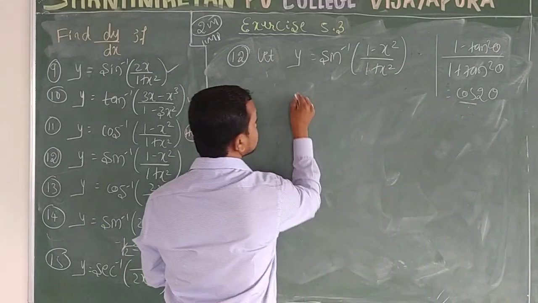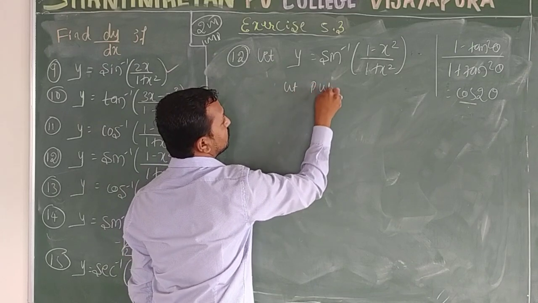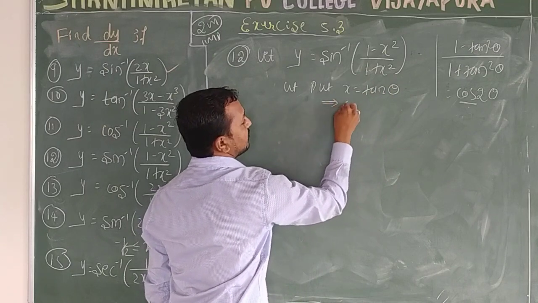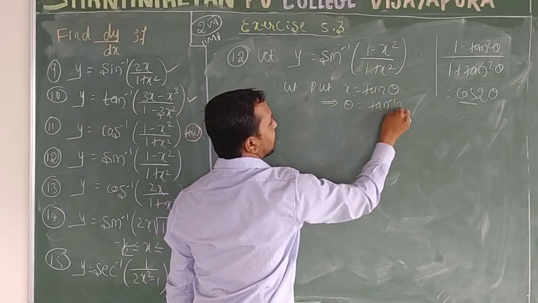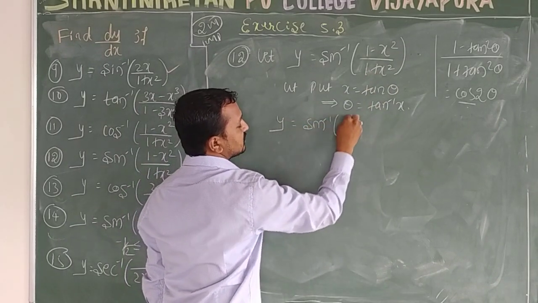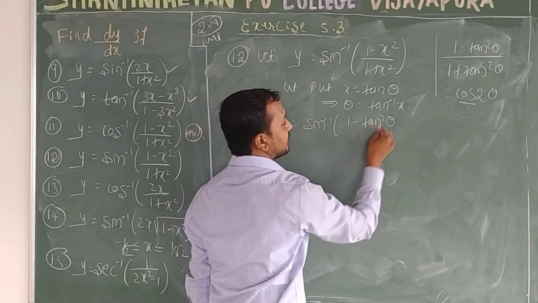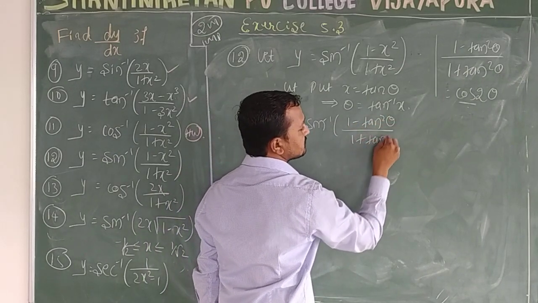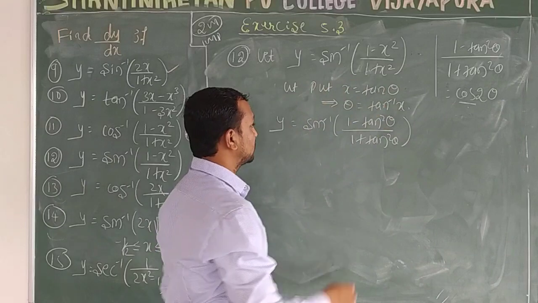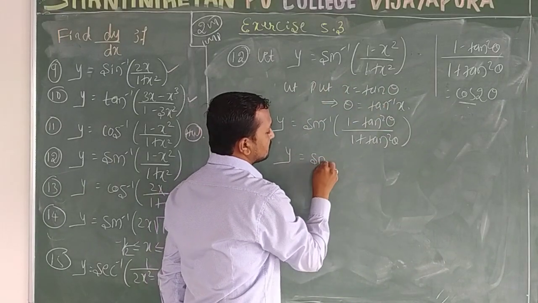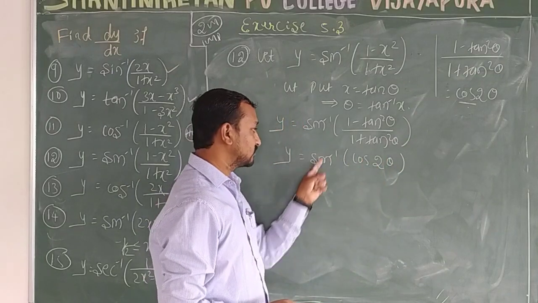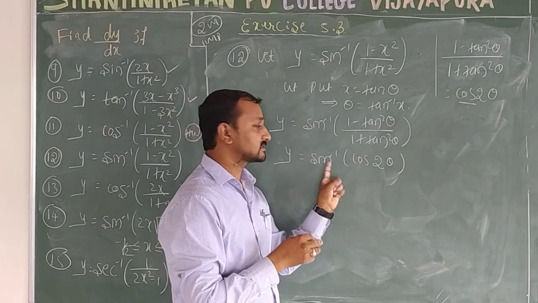So here let us put x equal to tan theta. This implies that theta is equal to tan inverse of x. Then y is equal to sin inverse of 1 minus tan square theta divided by 1 plus tan square theta. So 1 minus tan square theta over 1 plus tan square theta is the cos 2 theta formula. So y is equal to sin inverse of cos 2 theta. Here the sin inverse function is there, and here sin is there, so automatically sin inverse sin gets cancelled.